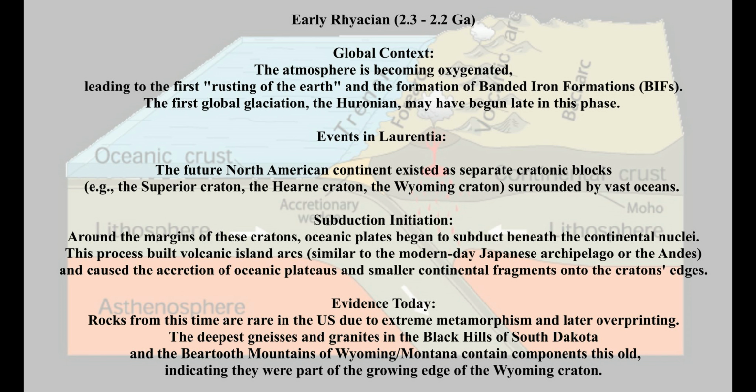Evidence today. Rocks from this time are rare in the U.S. due to extreme metamorphism and later overprinting. The deepest gneisses and granites in the Black Hills of South Dakota and the Beartooth Mountains of Wyoming/Montana contain components this old, indicating they were part of the growing edge of the Wyoming Craton.